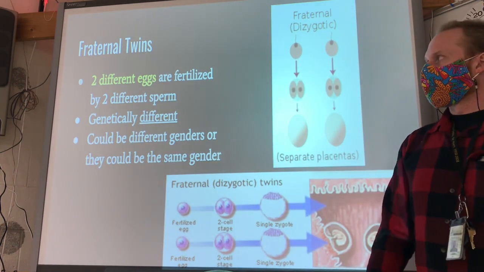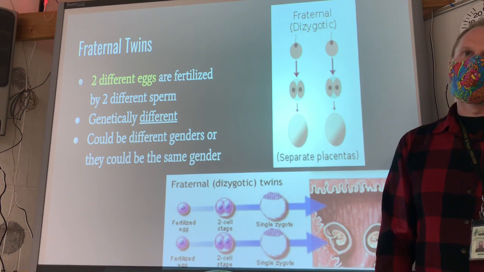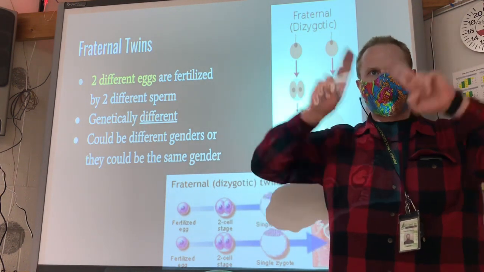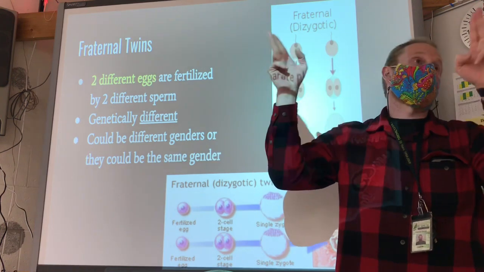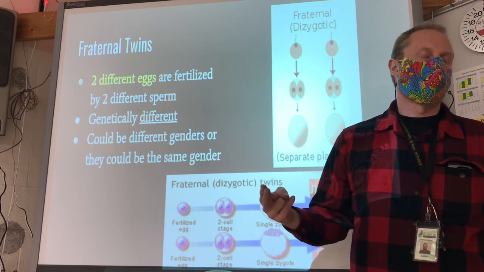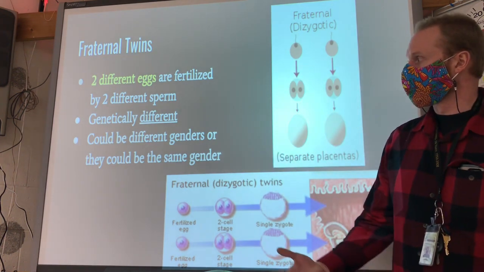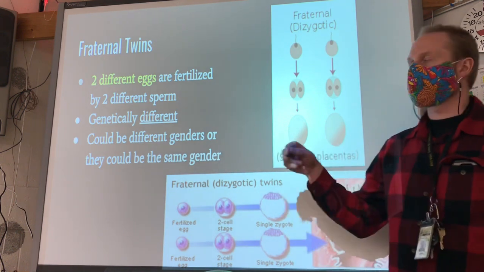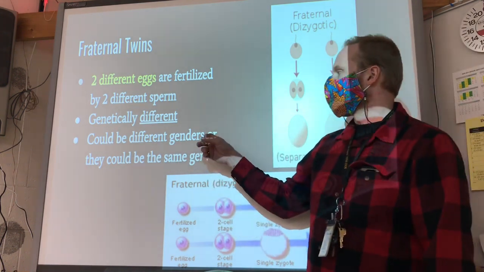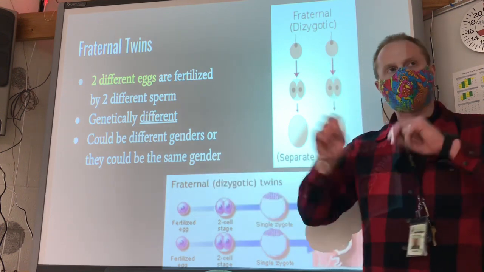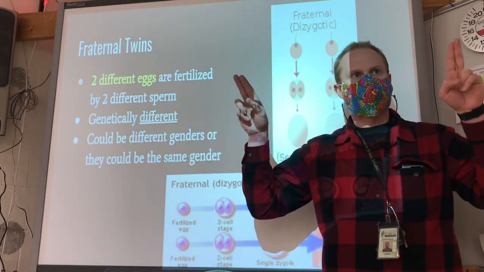The other type of twins is referred to as fraternal twins. In fraternal twins, 2 different eggs were fertilized by 2 different sperm to make 2 different zygotes, which then developed into 2 different people or 2 different organisms. They are brothers or sisters of each other. 2 different eggs, 2 different sperm. They could be different genders or they could be the same gender because there are 2 separate eggs that were fertilized.